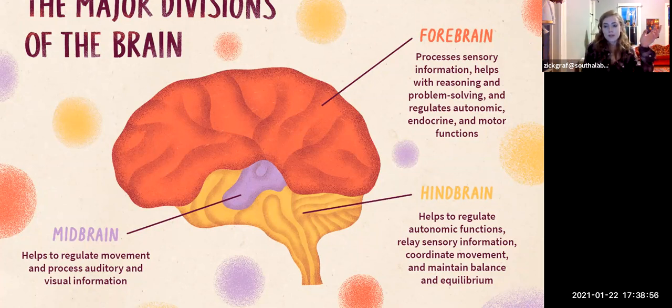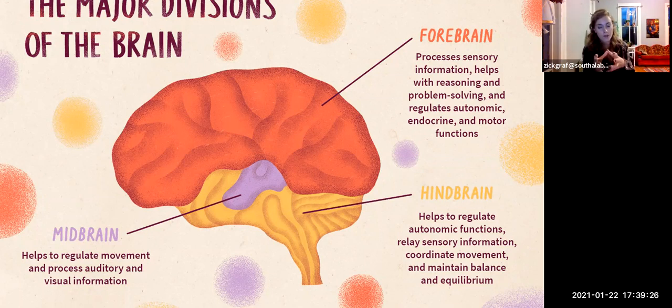So the hindbrain basically helps to regulate the functions that are just keeping us alive. Autonomic functions related to breathing, keeping our hearts beating, keeping our digestive muscles moving. It also helps to relay sensory information coming in from the peripheral nervous system, from the somatic nervous system, to the midbrain and forebrain.